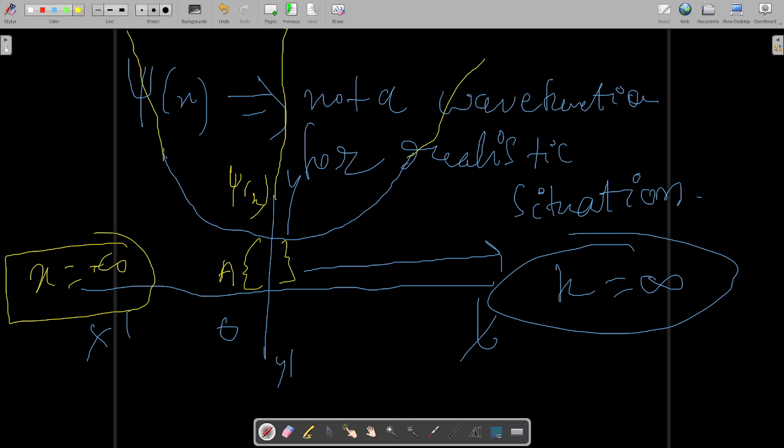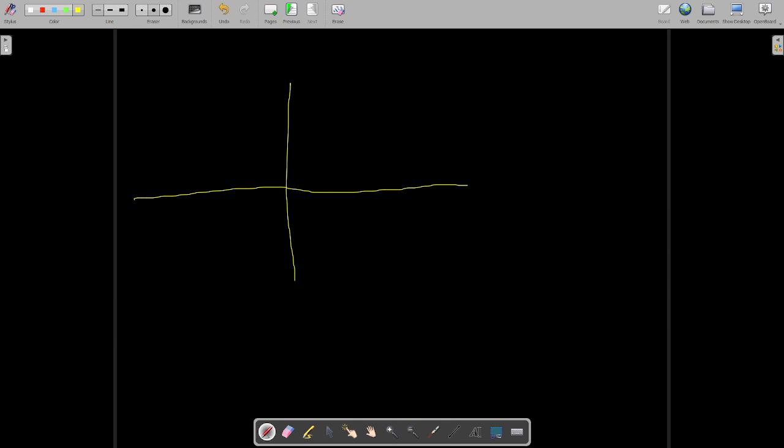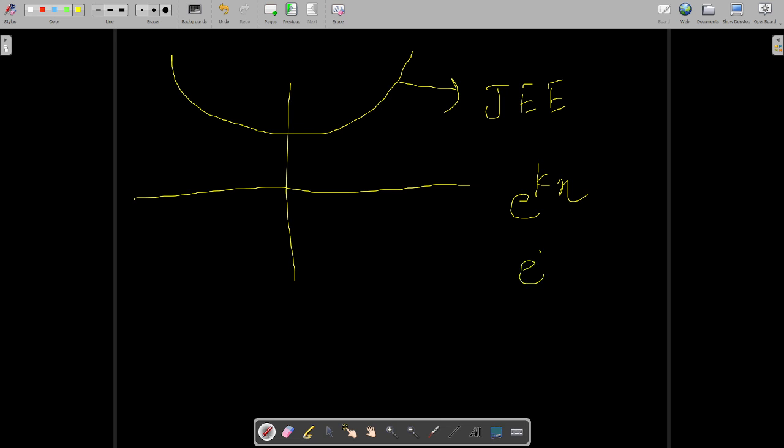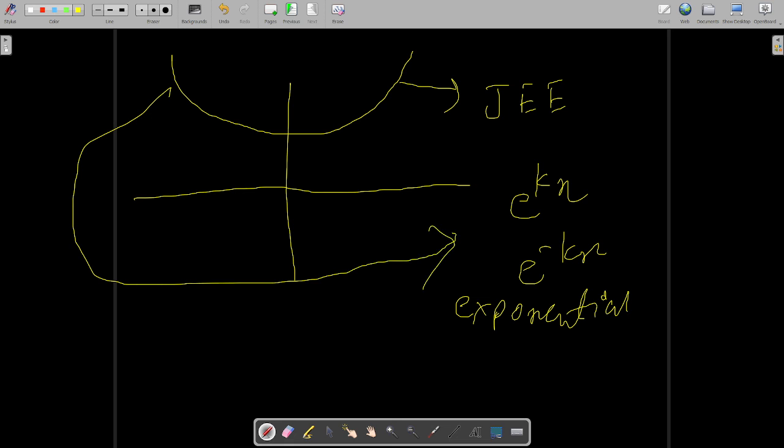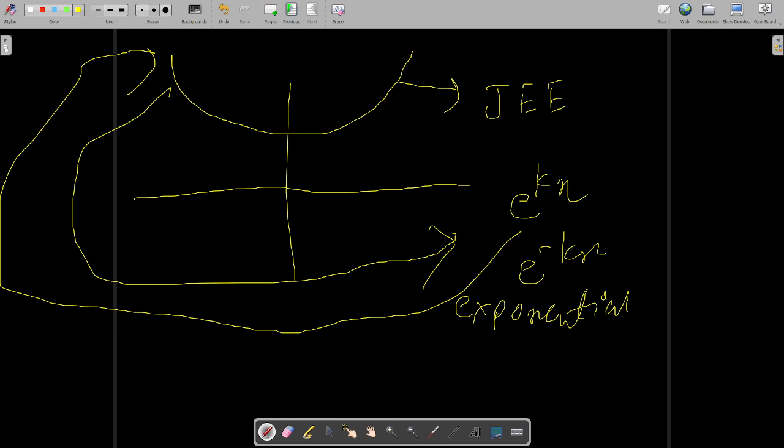So that's how you could have drawn its graph. And how did I know that this is the nature of the graph? From my JEE time concept. Because I know how the graph of e to the power kx and e to the power minus kx looks, the exponential graph. I know this clearly, so from there I knew this.